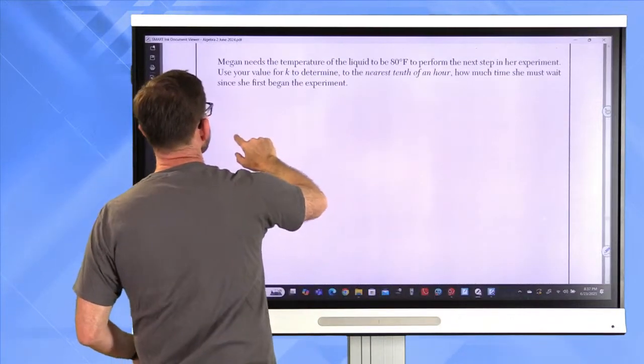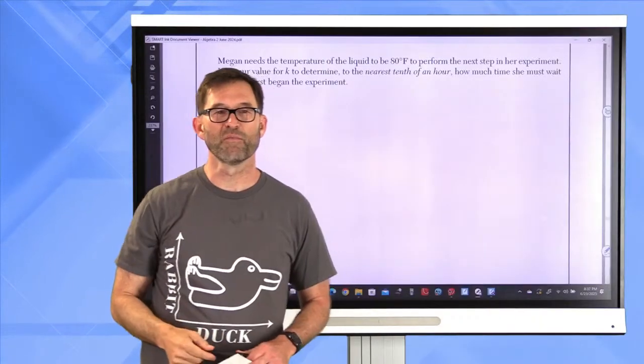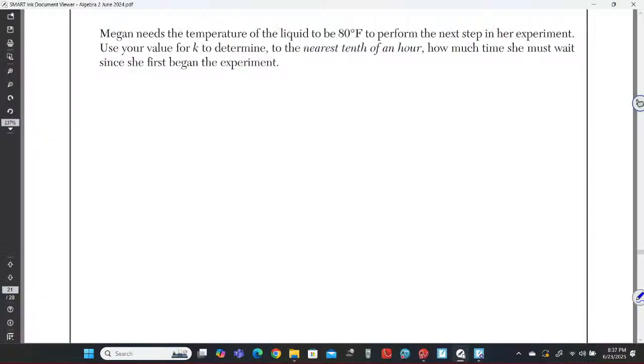All right, final part of final problem. Here we go. Megan needs the temperature of the liquid to be 80 degrees Fahrenheit to perform the next step in her experiment. Use your value of k to determine, to the nearest tenth of an hour, how much time she must wait since she first began the experiment.